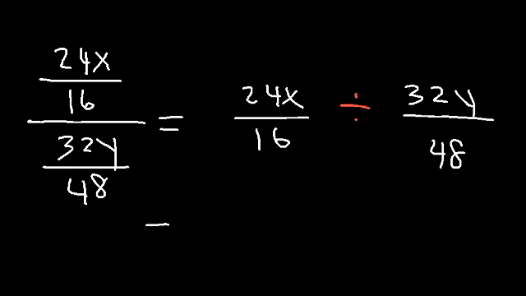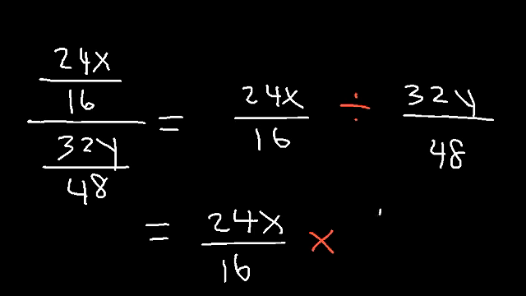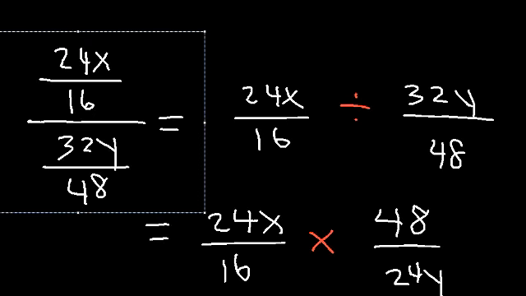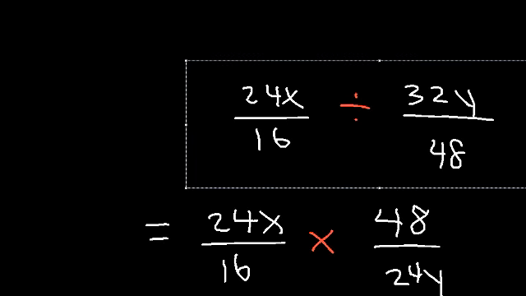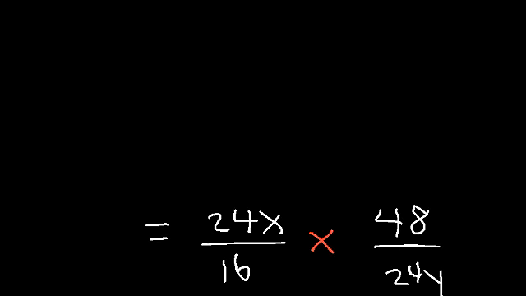So using the keep, change, flip principle, let's keep the first fraction the same. Let's rewrite it. And then let's change division to multiplication. And let's flip the second fraction. So now before we cancel, let's break down the numbers into smaller numbers.